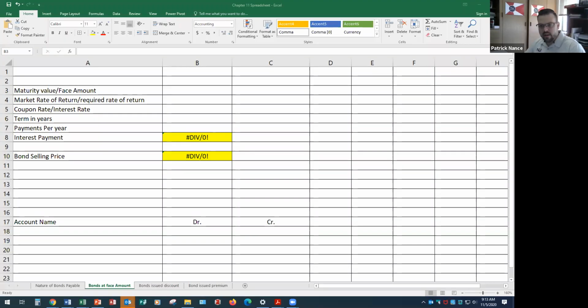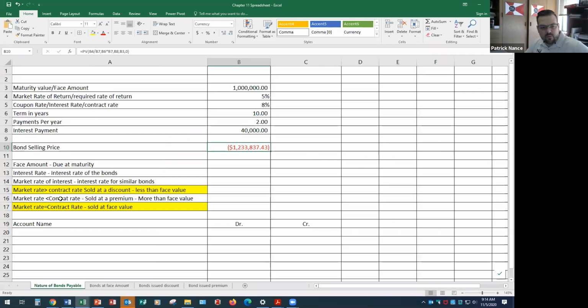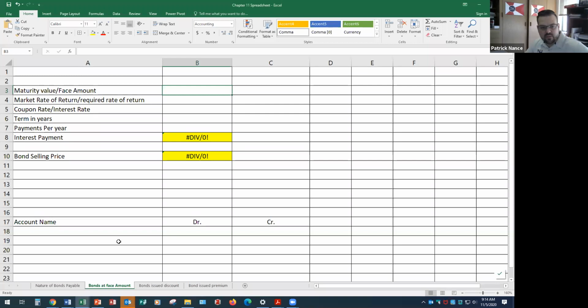Okay, now we're going to talk about Chapter 11. We're going to talk about accounting for bonds payable and how we account for issuing a bond. We're going to start with bonds issued at face amount, and then we'll do discounts, and then we'll do premiums. So bonds issued at face amount would mean that the market rate equals the contract rate, which means it is sold at face value.